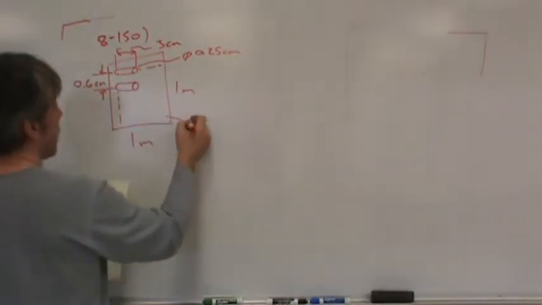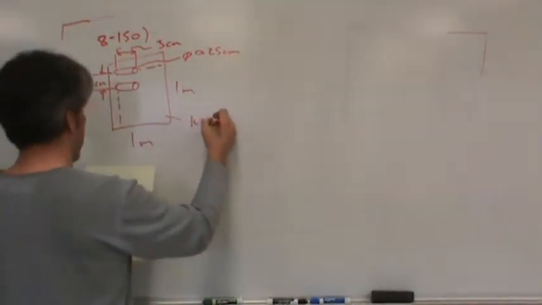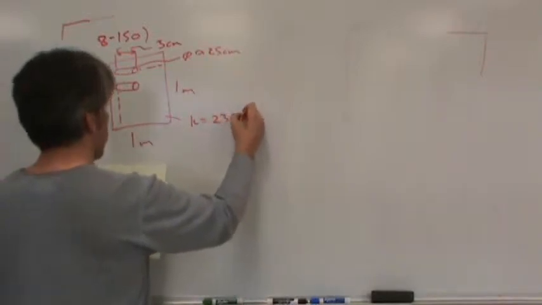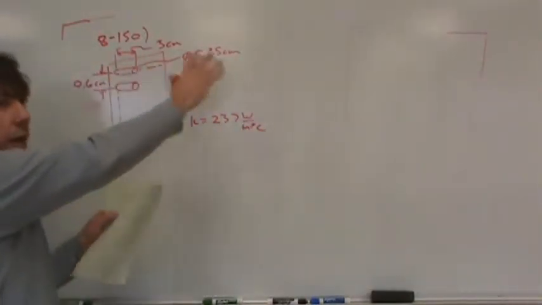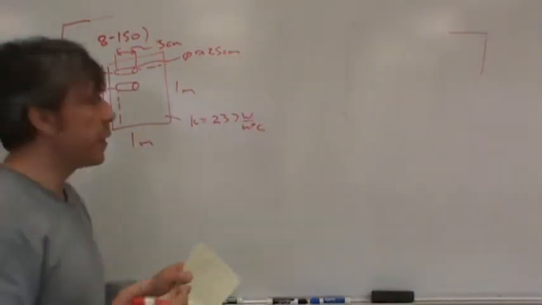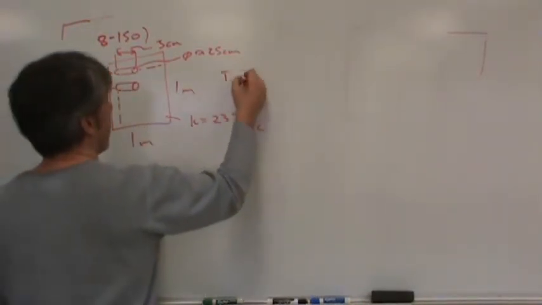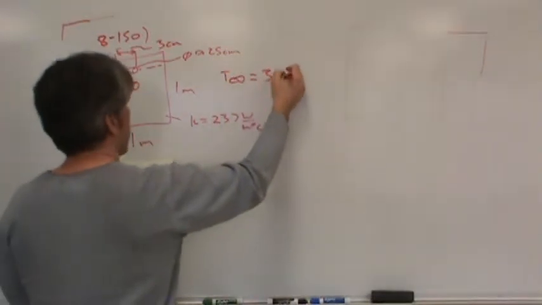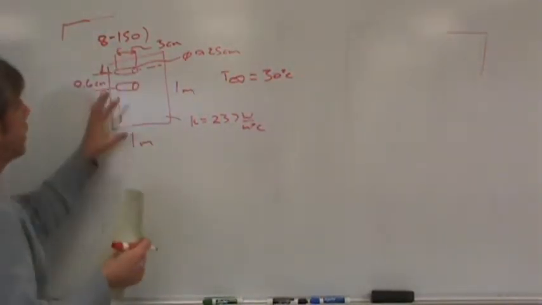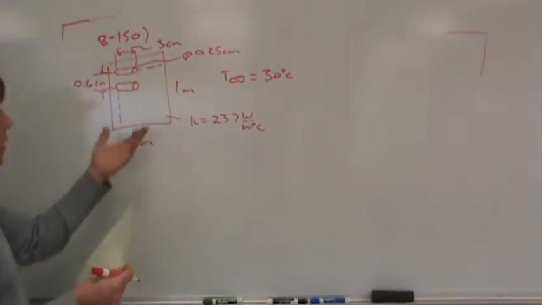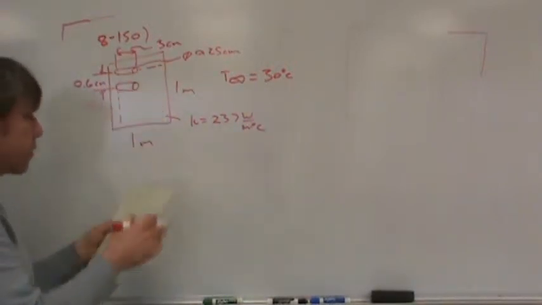Now this is basically aluminum. That's why they gave us thermal conductivity of 237 watts per meter per degree Celsius. The surrounding, in other words, the air around this, or oil, or whatever the fluid is around this, in other words, T infinity is 30 degrees Celsius. So whatever fluid this surface is transferring heat with is at 30 degrees Celsius, far away from the surface.